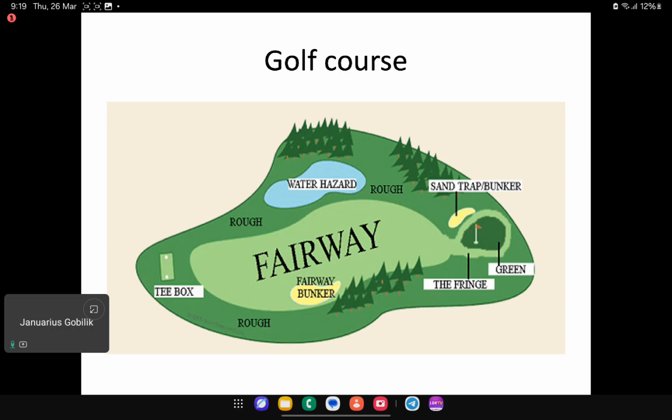So here is a simple map of a golf course. You have the tee box. The tee box is where you start the golf play. And then your target will be the green. Of course, in the simple picture, it looks like an easy spot, but actually in real life, it will be very difficult. So from the tee box, you need to hit the ball and target to end at the green.